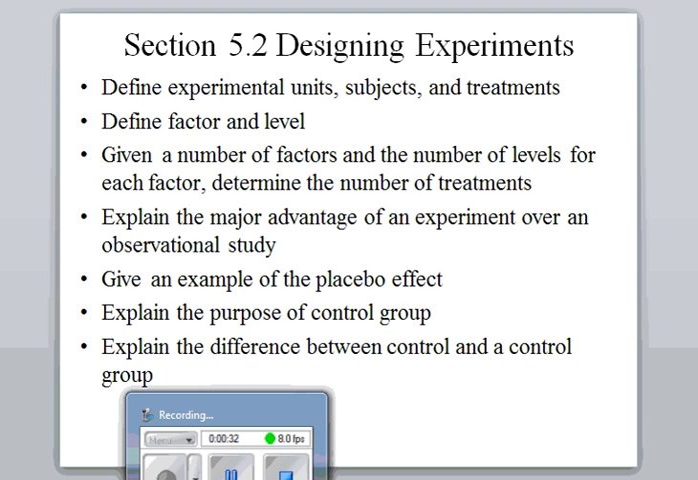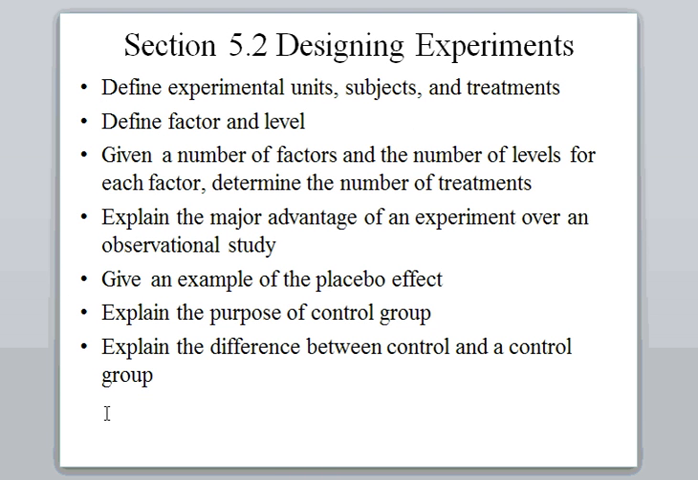The objectives for 5.2 are the first 7 subsets of 5.2. This deals with experimental units, subjects, and treatments, vocabulary, factor and level, vocabulary, how to determine treatments from factors and levels, how to work with experiments and why it's better to do an experiment as opposed to an observational study if possible, what a placebo is, what a control group is, and the difference between a control and a control group.